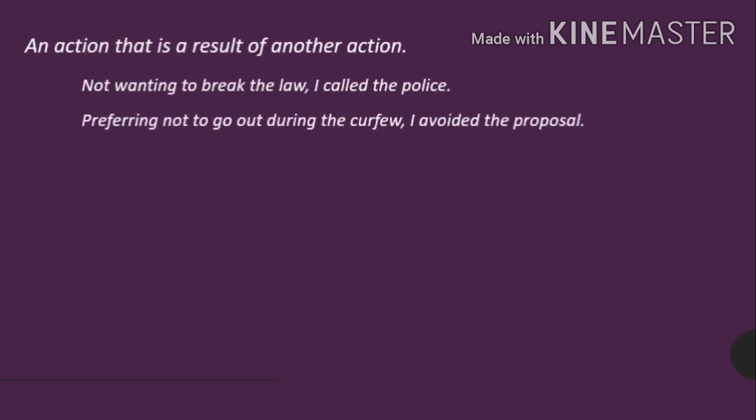And we use a present participle when we talk about an action that is a result of another action. Not wanting to break the law, this is written in the negative form. As I don't want to break the law, I call the police. Preferring not to go out during the curfew, I avoided the proposal.